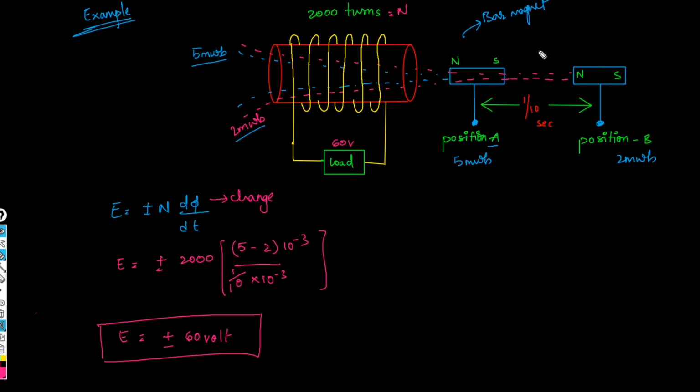So this current should create an opposition force for this movement of the magnet. Therefore, in order to create the opposition force, this iron pole will act here as a south pole. If it is a south pole, this south and north pole will try to attract each other. So this is opposing the movement of this magnet from position A to position B, and this movement of the magnet is due to some external factor.